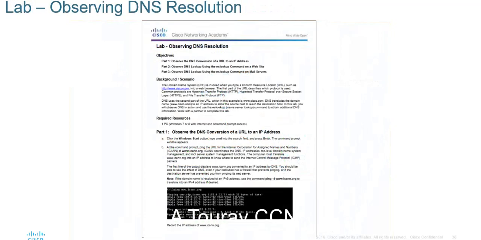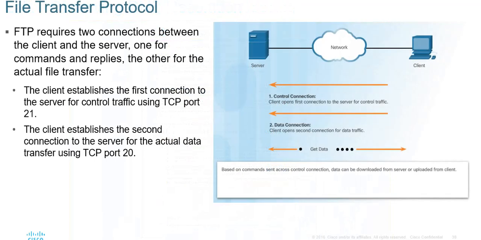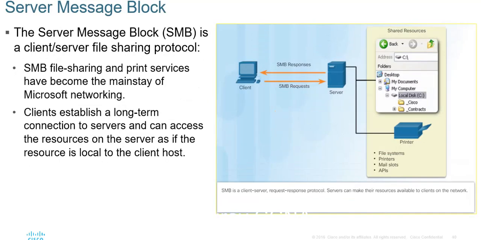So guys, I think the rest of the chapter is not that important. It's talking about the File Transfer Protocol, which requires communication between the client and the server, one for commands and replies. So FTP, the client will establish the first connection to the server for control traffic using TCP port 21, and the client will establish the second connection to the server for the actual data transfer. So that's why port 20 is used for data transfer and port 21 is used for connection establishment between the client and the server. So we have Samba, the Server Message Block that's used.